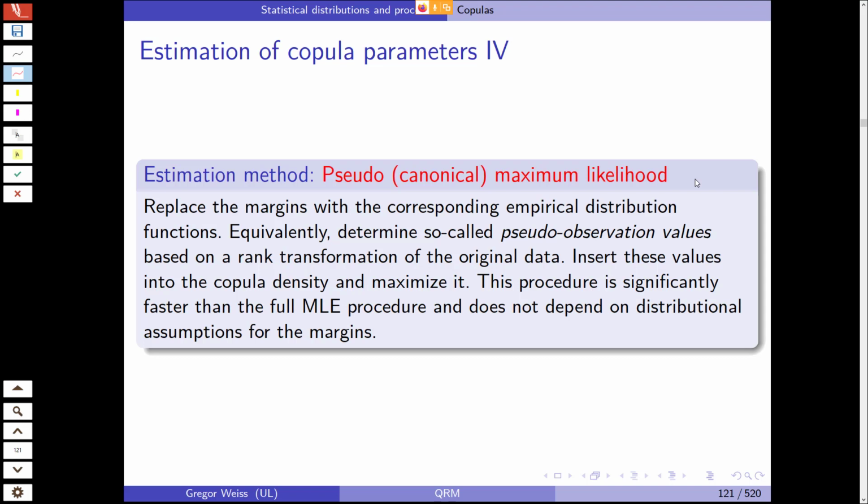You replace the margins with the corresponding empirical distribution functions, which is basically using so-called pseudo-observation values based on a rank transformation of the original data. And then you insert these values in the copula density and you do regular maximum likelihood. It does not depend on the distributional functions for the margins. It's quick and it's probably the best way of estimating the parameters of your copula.